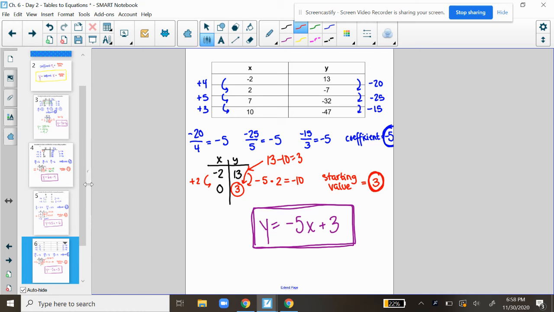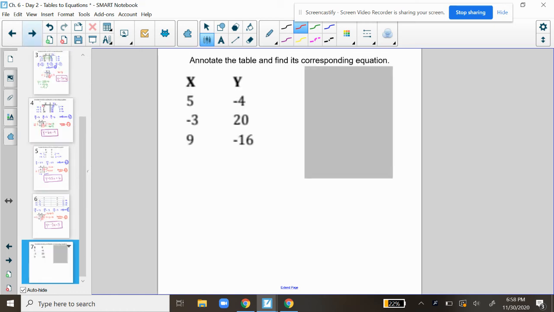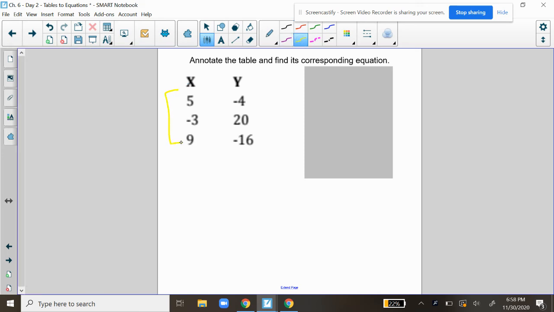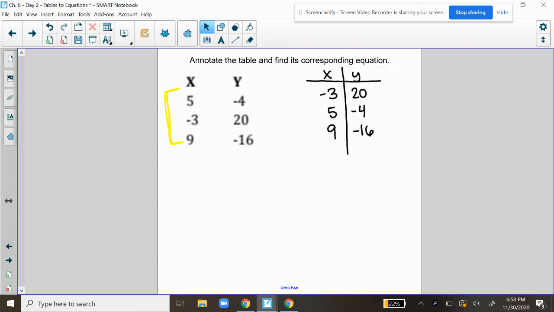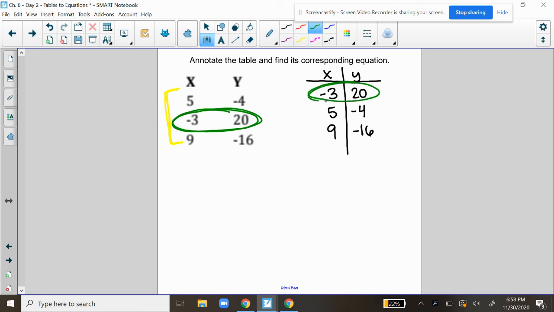Okay, we are going to do one more together. So if you notice on this one, what, when you look here, feels unfamiliar or feels uncomfortable? Perhaps you're noticing that your x values are not in order. I don't like that either. So what I'm going to do is rewrite my table, but make sure that my x values are in order. And remember, these are corresponding with one another. So if I have negative 3 that pairs with 20, I should have negative 3 that pairs with 20. Okay? So let's now annotate.